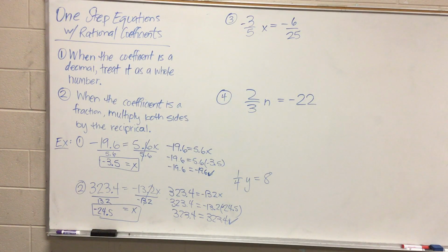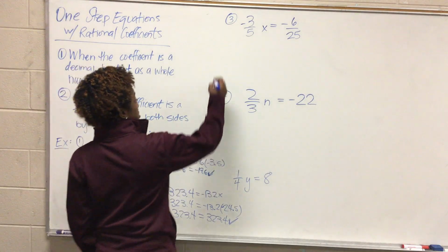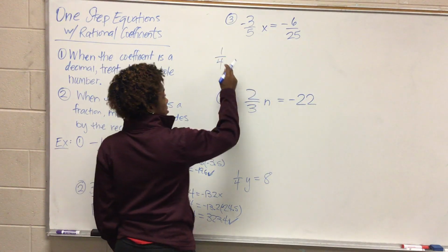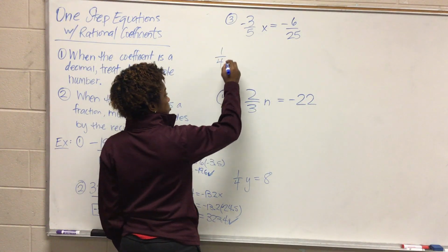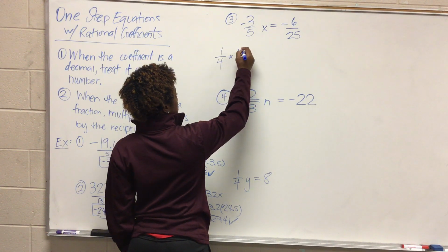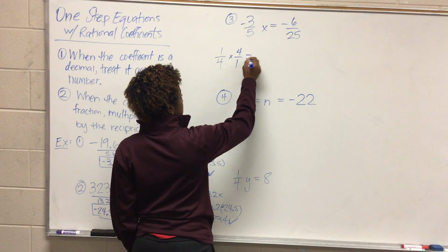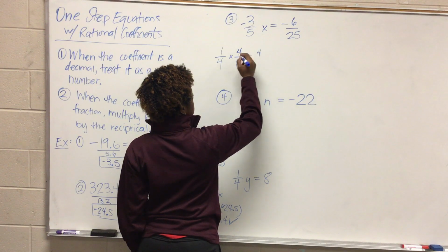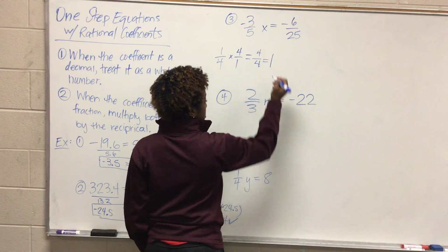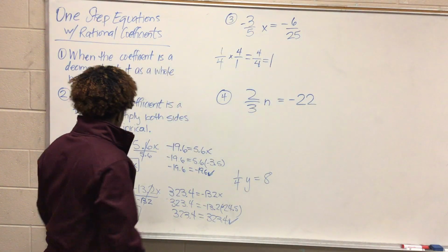In such a sense, if I have 1/4, I want to do the multiplicative inverse. So if I have 1/4 and I want to find the reciprocal, I know I have 4 over 1. How do I know that? Because when I multiply, it's 4 over 4, you still get 1, okay?